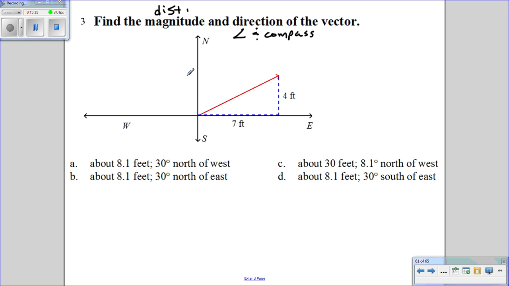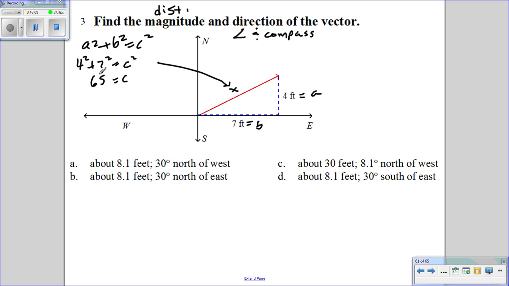Okay? So the first thing I'm going to do is find this length by using the Pythagorean theorem. So this length right here would be using a squared plus b squared equals c squared. I'm going to use my a is 4, and my b is 7. So this would be 4 squared plus 7 squared equals c squared. If I calculate that correctly, and I square root at the end, 4 squared is 16, plus 7 squared is 49, so I get 65, and I'm going to square root that to cancel that square.